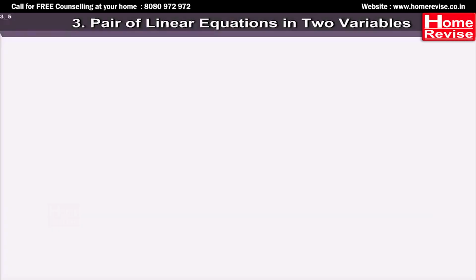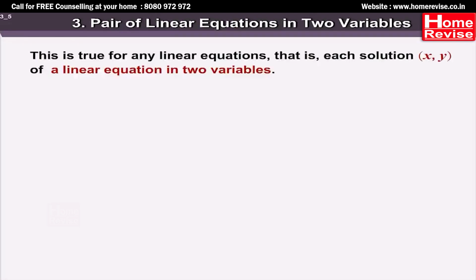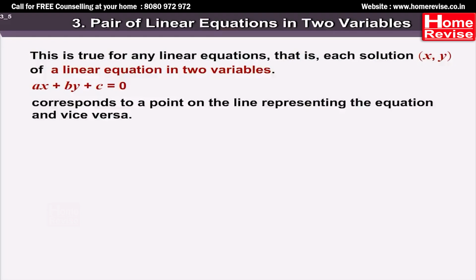Pair of linear equations in two variables. This is true for any linear equation that is each solution x, y of a linear equation in two variables ax plus by plus c is equal to 0 corresponds to a point on the line representing the equation and vice versa.